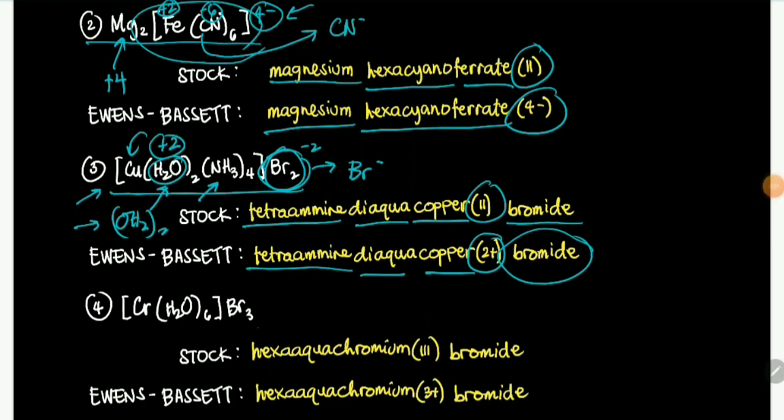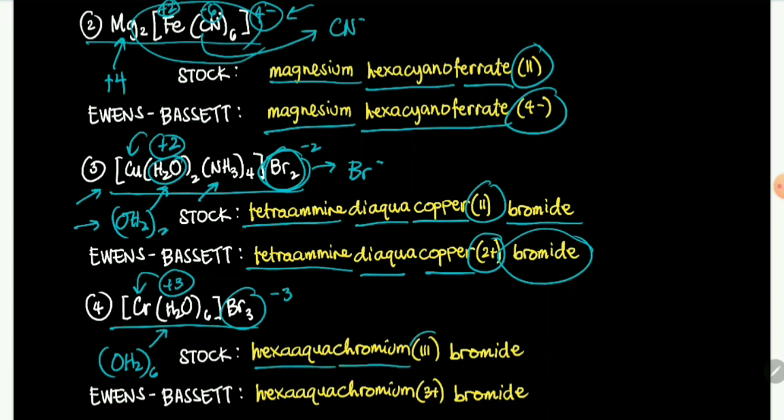So for number 4, we have this compound. Okay? Tatlo yung ating bromide, so this is negative 3. Therefore, the complex is plus 3. Since neutral yung ating water, again, you can write this as OH2, 6. Okay? So neutral siya, therefore, the plus 3 is for the chromium. So the oxidation state of chromium is plus 3. So the name of the compound is hexaaqua, 6 na water ligands, chromium 3 for the oxidation state of chromium, space bromide. So for the Ewens-Bassett, we have the hexaaquachromium plus 3 kasi plus 3 yung charge ng ating ligand or yung ating complex, space bromide.